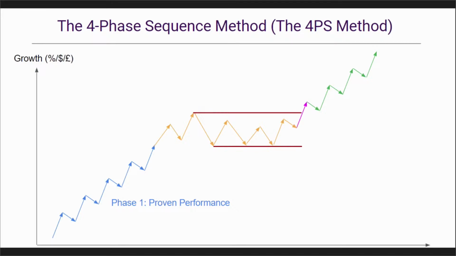So I'm looking for stocks that have at least 5 to 10 years of history. If a stock has 5 to 10 years of history, I can go look at that stock and I can then see how well it's performed. And if it's performed well, I can consider it. If it hasn't performed well, I can dump it. That's phase one. Phase two is a consolidation base.